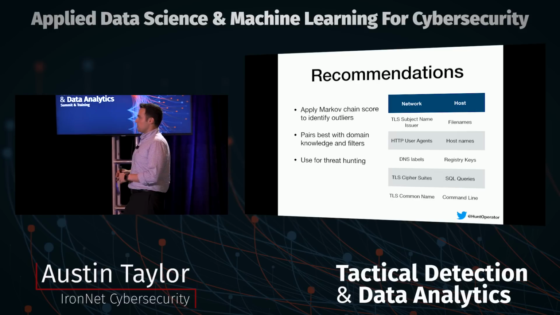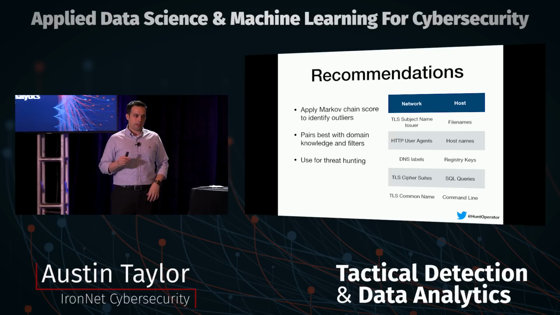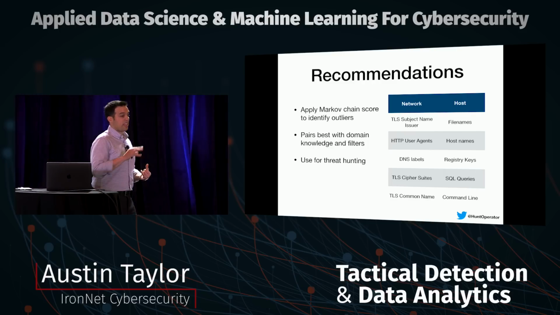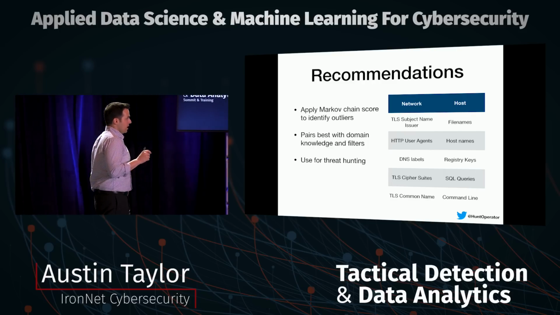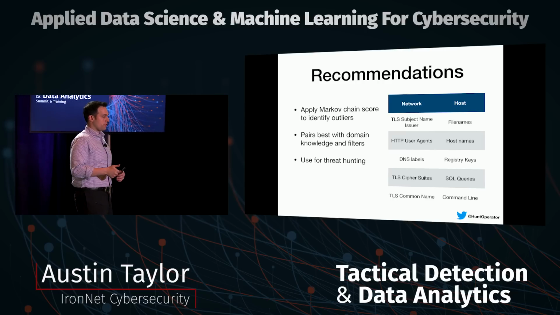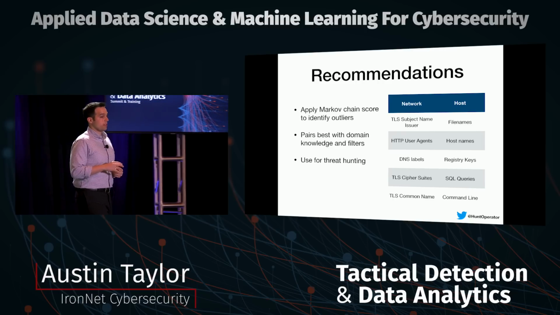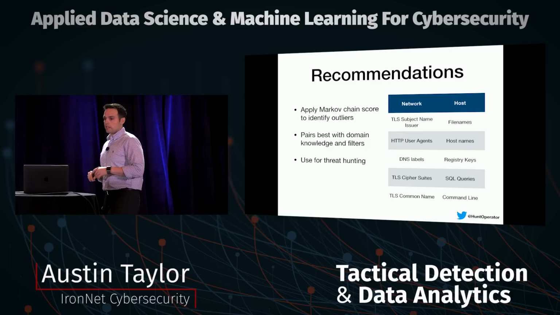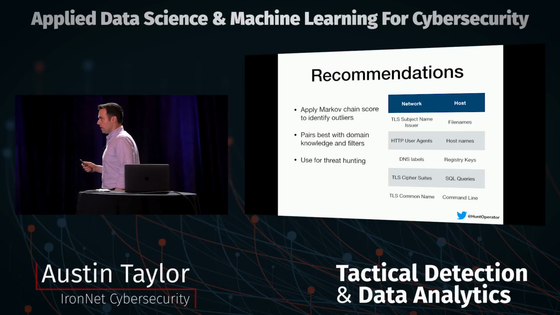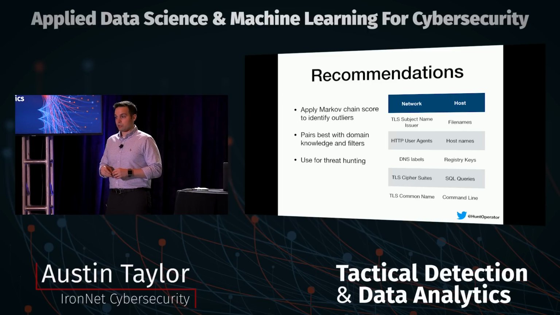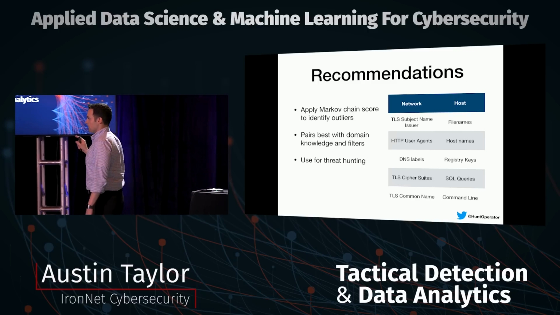So some recommendations on how to operationalize the Markov model. You can use it for network detection: look at fields like the subject name issuer in TLS, user agents for HTTP, and DNS labels. I found some really cool stuff using cipher suite detection inside of the network. I found some really old computers and outdated browsers doing that. And then TLS common name.